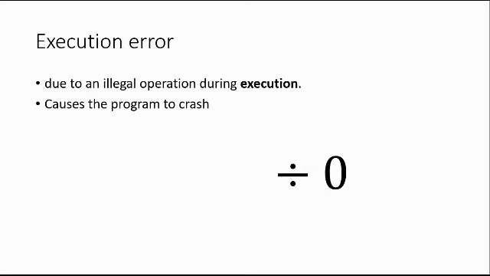Execution error is due to an illegal operation during execution. It only becomes evident during runtime. An execution error occurs when a program is asked to do something that it cannot, resulting in a crash. The widely used example of a runtime error is asking a program to divide by 0. Another example is when an attempt is made to access item 11 in an array with only 10 elements.